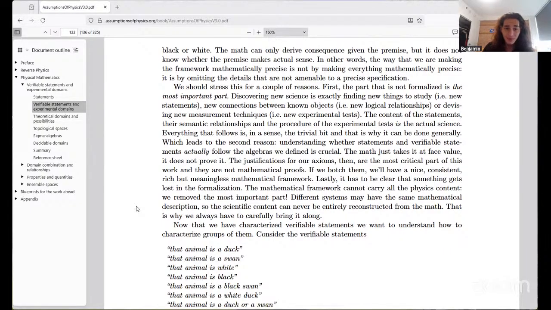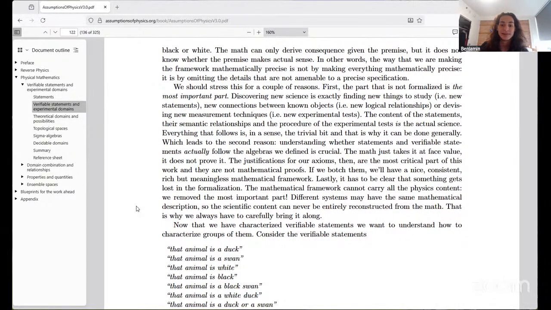Which leads to the second reason. Understanding whether statements and verifiable statements actually follow the algebras we defined is crucial. The math just takes it at face value and doesn't prove it. The justifications for our axioms, then, are the most critical part of this work, and they are not mathematical proofs. If we botch them, we'll have a nice, consistent, rich, but meaningless mathematical framework.